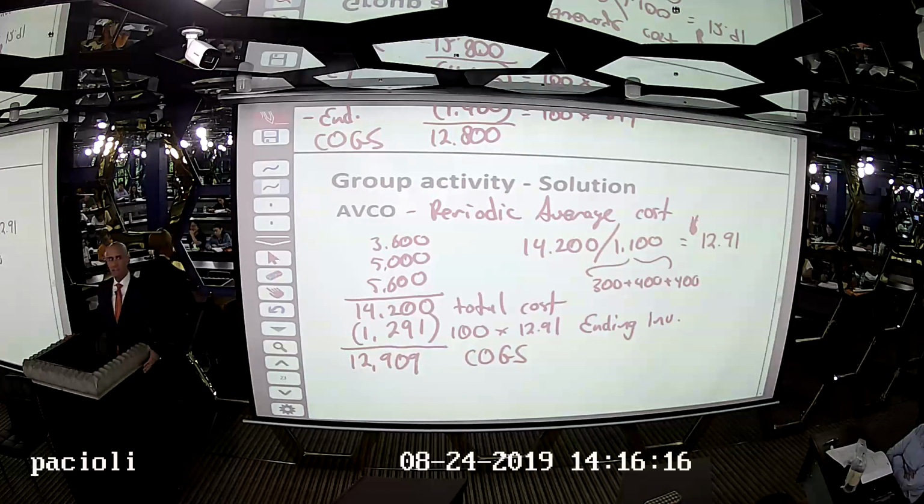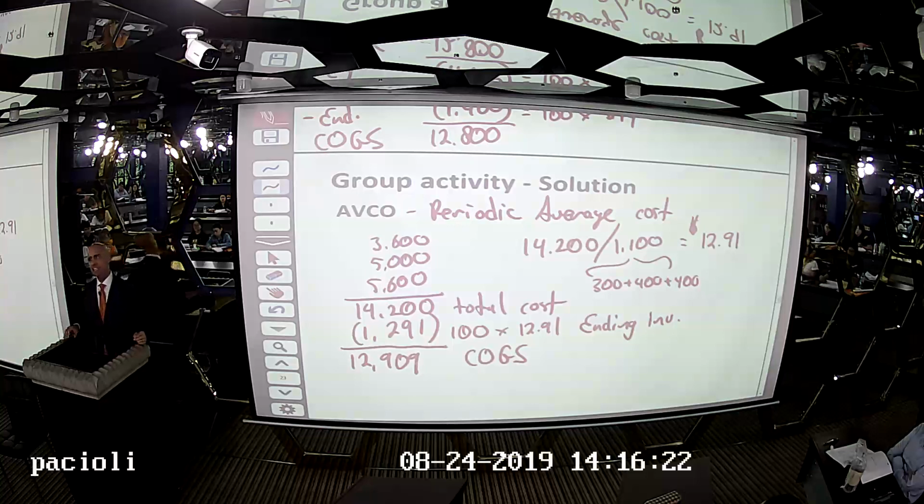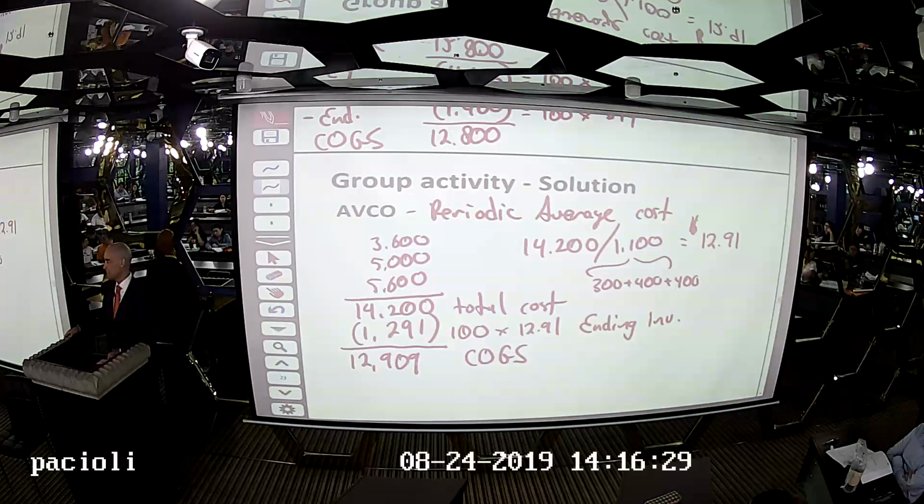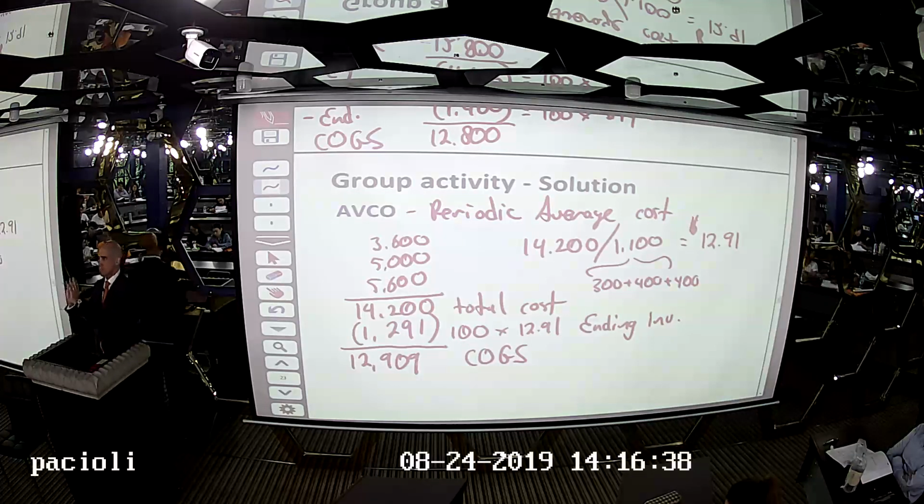So what do you feel? What is faster and easier on your exam, FIFO or average cost? For your exam, the average cost is easier. But when you are doing your business, what is easier? FIFO might be easier for your business because for FIFO, you only need to know the price of your ending inventory.